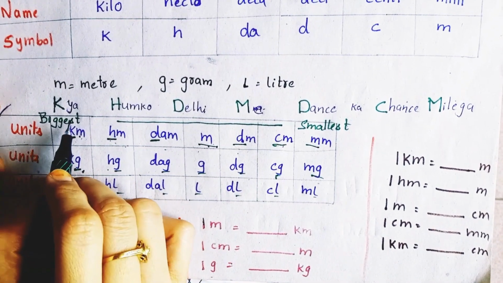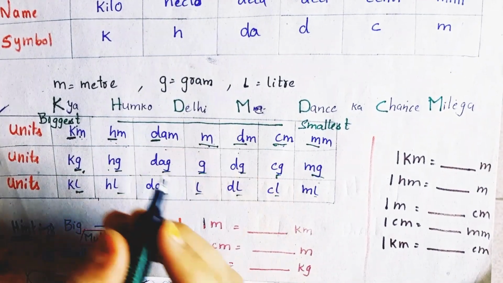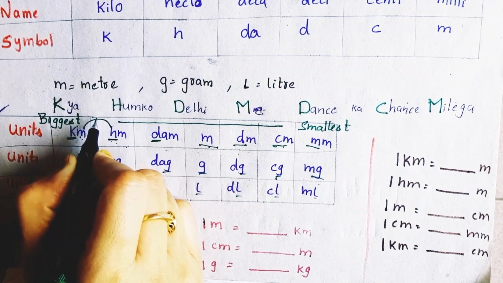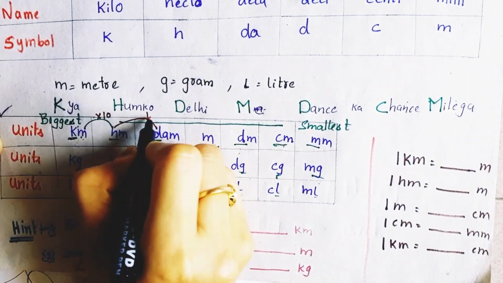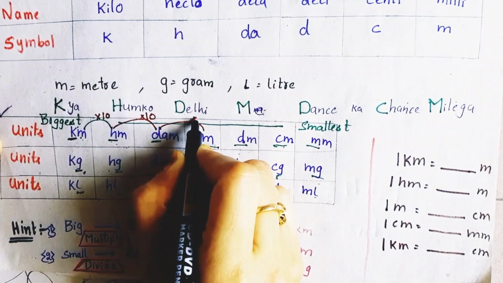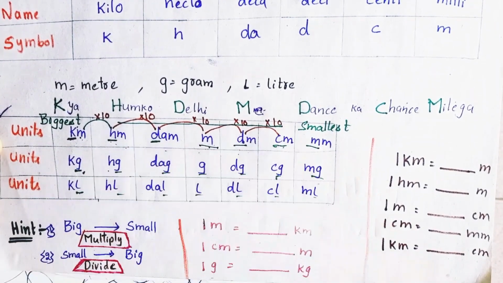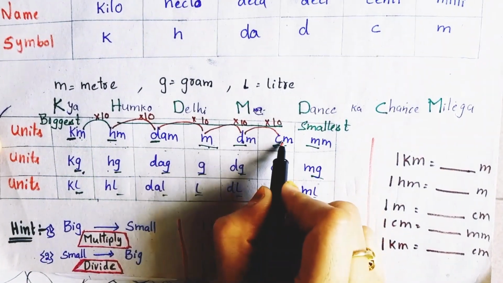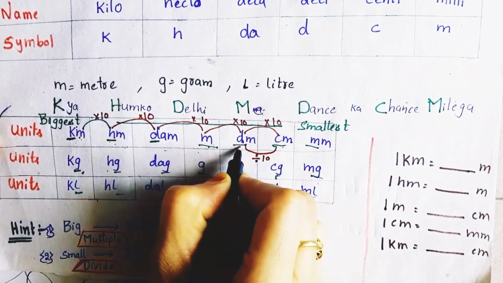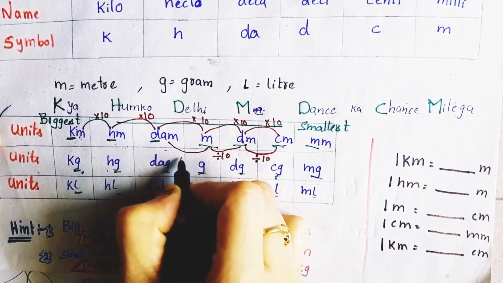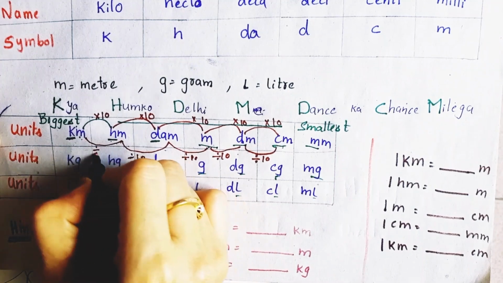Whenever you have to move from the biggest to the smallest units, keep in mind that we have to do the multiplication. That is, multiply by 10 to each unit, to each step we move forward. And if you have to go from a smaller unit to a bigger unit, then remember you have to divide by 10. You have to divide by 10 to each unit you move forward.